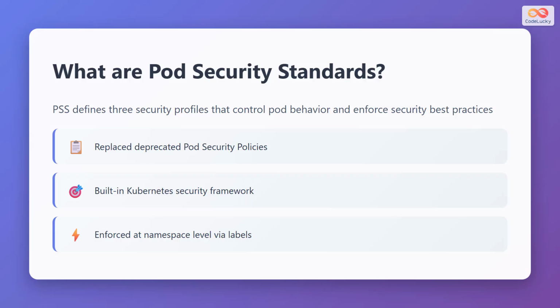Pod security standards, or PSS, define 3 security profiles that control how pods behave and enforce security best practices. This framework was introduced to replace the deprecated pod security policies. Pod security standards is a built-in Kubernetes security framework that is enforced at the namespace level using labels. This means you can apply different security policies to different namespaces based on your requirements.